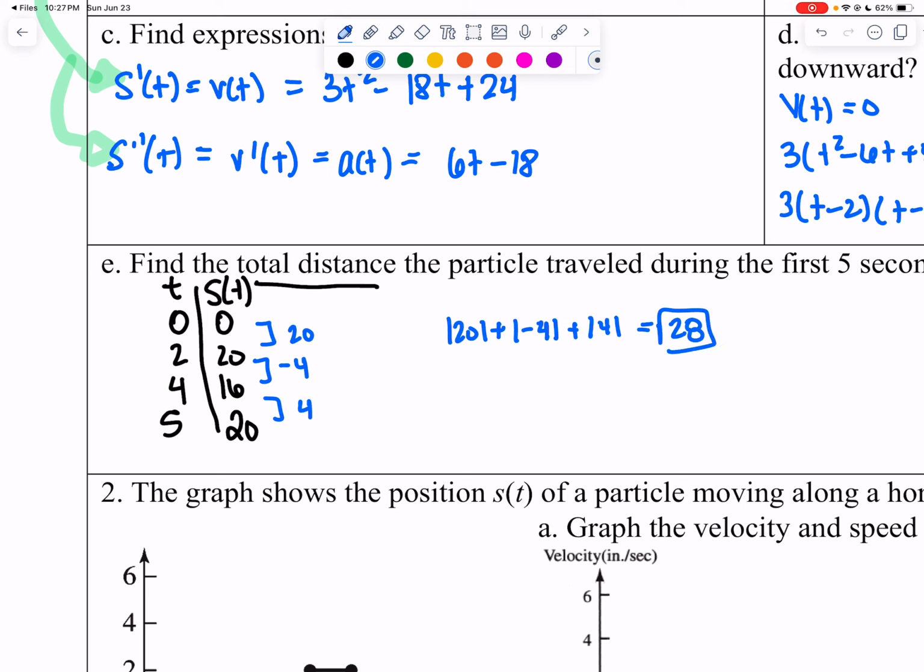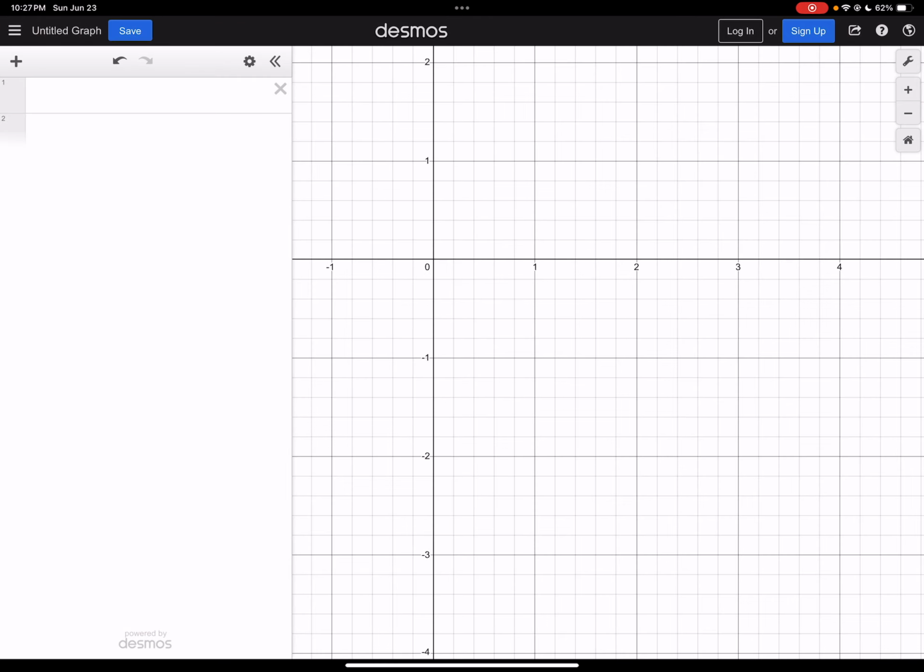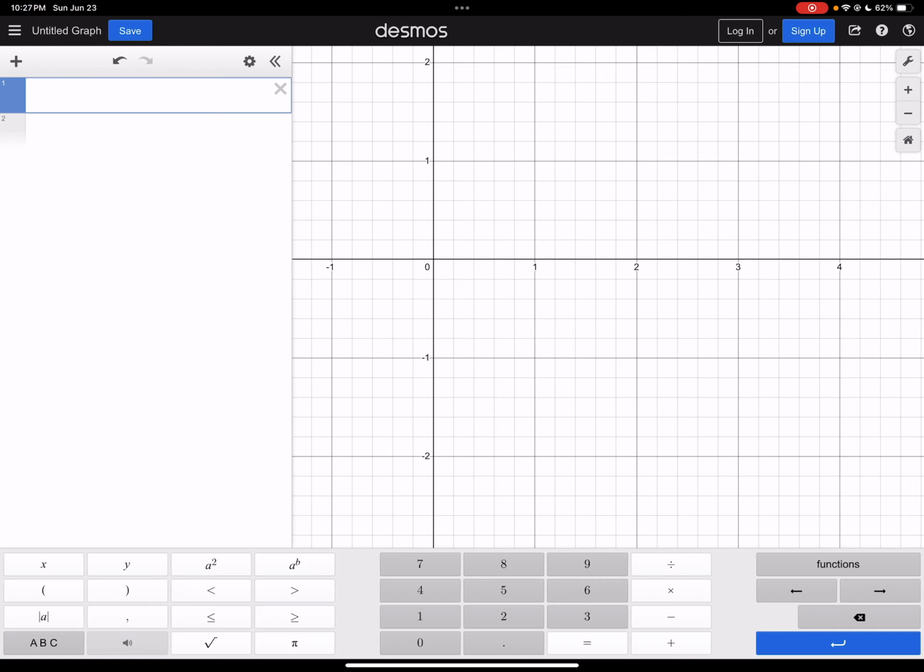What I'm going to do is go to Desmos so that you could see what my particle looks like, and let you guys visually see what is happening here.